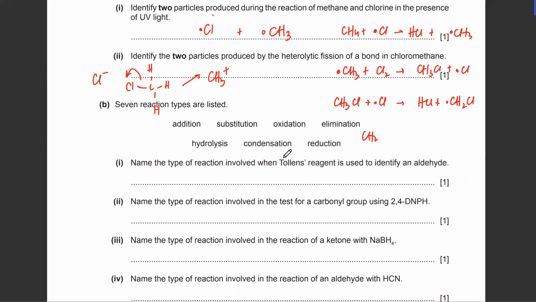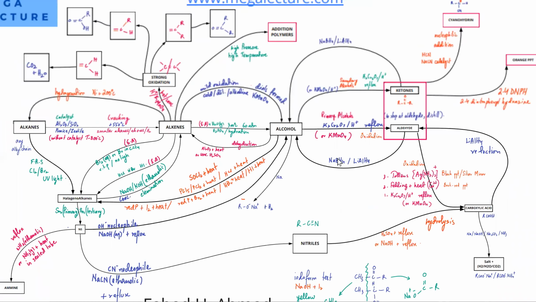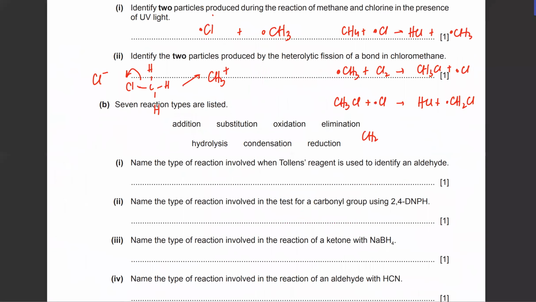Name the type of reaction that is involved in Tollens reagent. What was Tollens reagent used for with aldehydes? What did it do among all of these? Tollens, Fehling's, K2Cr2O7, KMnO4, this part. You had oxidation, right? Tollens was used for oxidation. So this one clearly is oxidation.